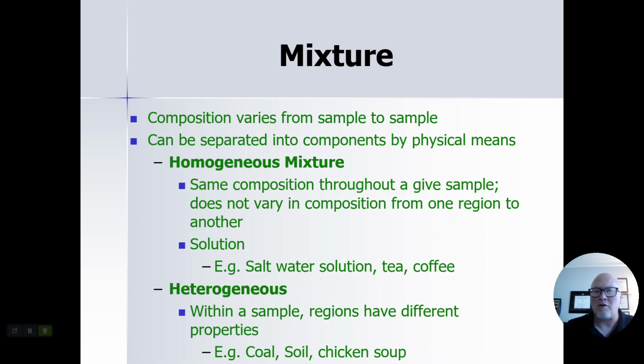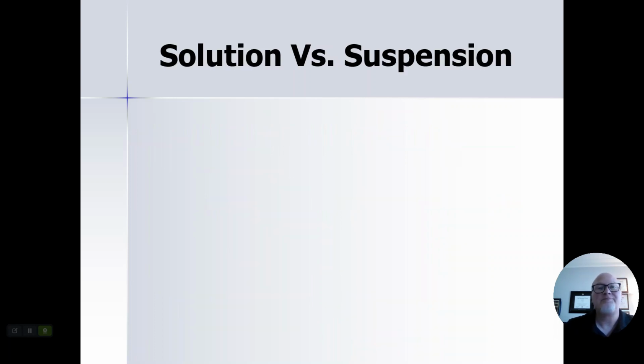So mixtures can all be separated by physical means. Things like soil, I can physically pick out the big rocks and the smaller rocks, etc. Chicken soup, I can physically pick out the pieces of chicken and the carrots and the tomatoes and whatever else is in the chicken soup. So if it's not the same throughout, then it would be considered a heterogeneous mixture. And if it's the same throughout, it is a homogeneous mixture.